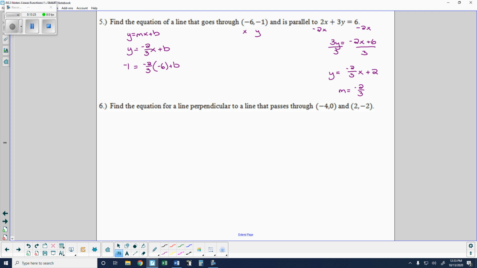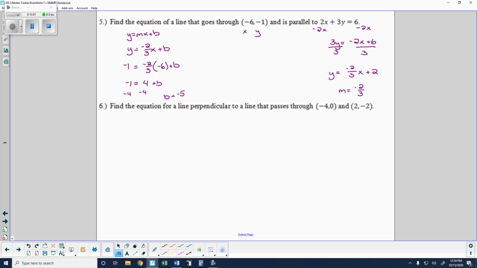So if I do that, I would have a negative 1 in for y, a negative 6 in for x, and then I can simplify this expression. So negative 2/3 times negative 6 should be positive 4. And then I would subtract 4 from both sides. So b would equal negative 5.